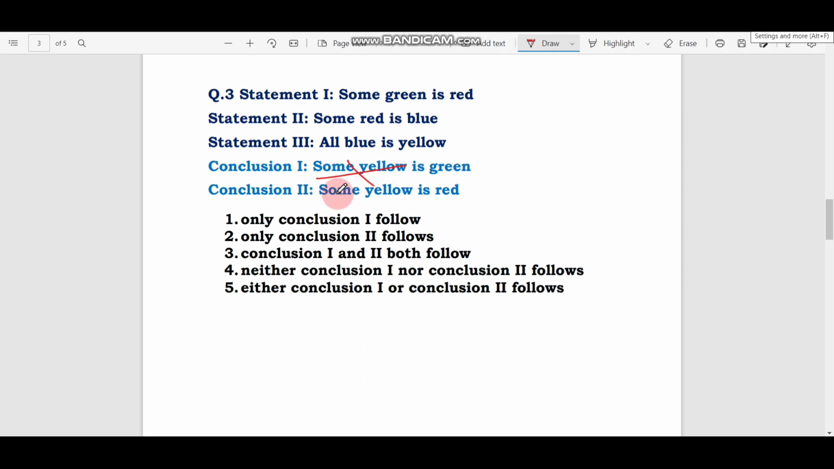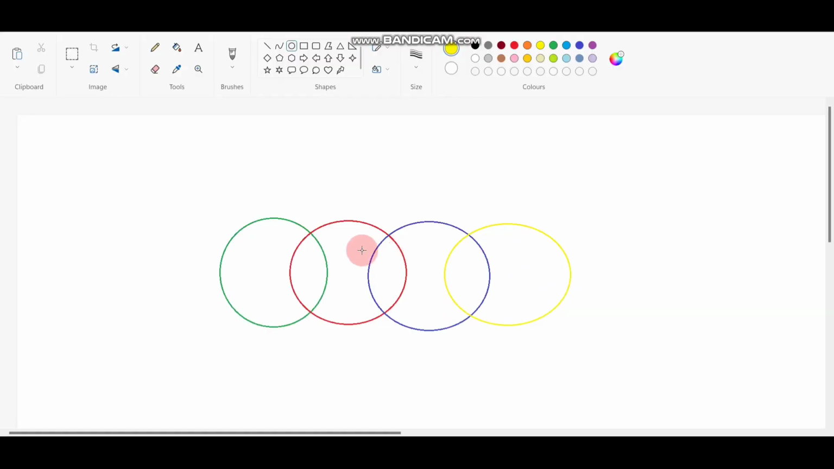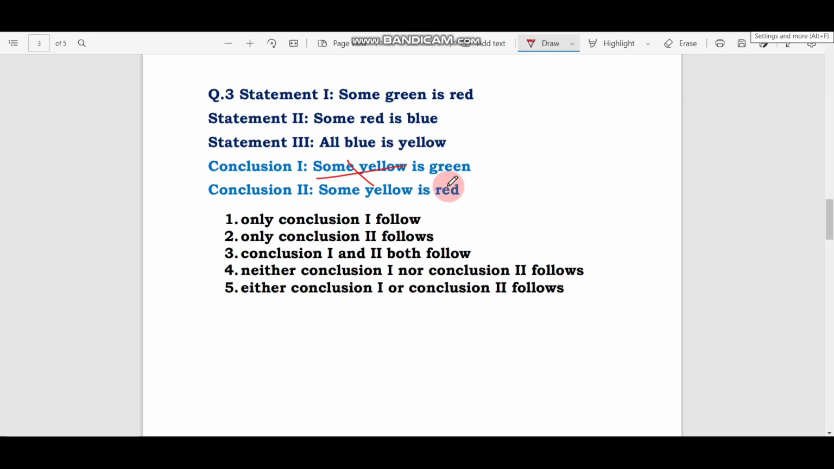Now let's move to the second conclusion. It says some yellow is red. That is also incorrect, because there is no yellow which is red. So this is also false. So no conclusion is following. What is the answer? The fourth answer is correct: neither conclusion one nor conclusion two follows.